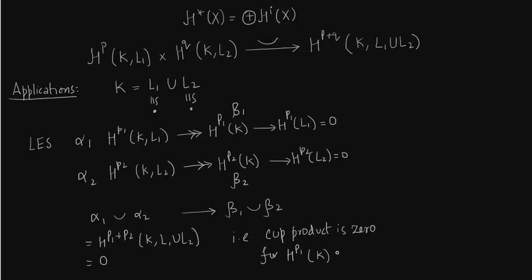So you take any two elements, you take their cup product, it will be 0 in the graded ring H star K. Now what kind of space is this K? I want to give some natural examples. So a natural example is that this space K has to be covered by two sets L1 and L2, both of them contractible to a point.